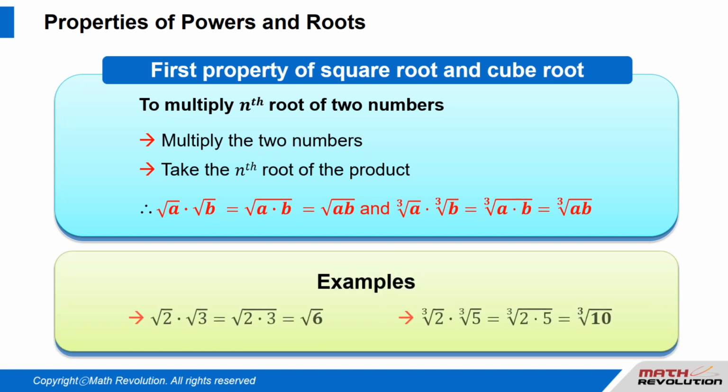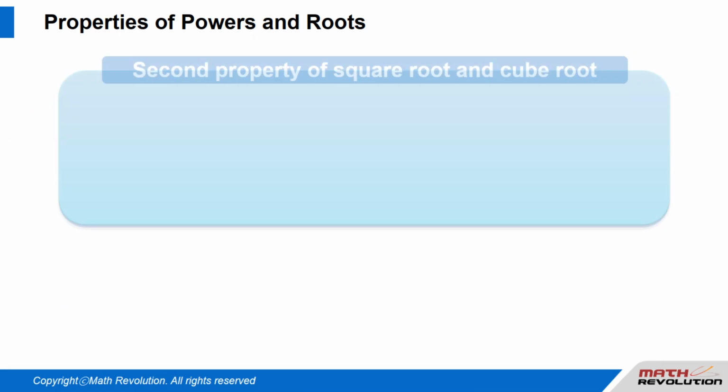For example, square root of 2 times square root of 3 equals square root of whole 2 times 3 equals square root of 6. Cube root of 2 times cube root of 5 equals cube root of whole 2 times 5 equals cube root of 10.